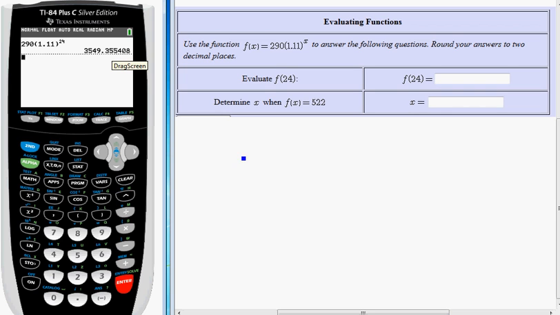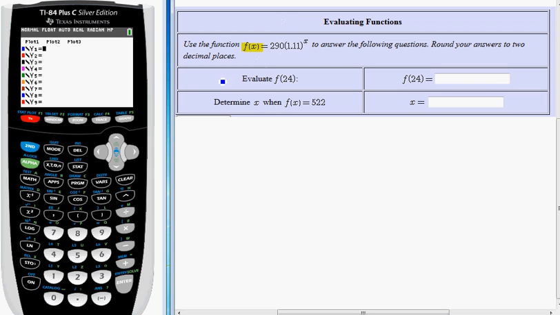The second part of the problem, you're going to want to hit y equals because we're going to use the graphing calculator and its intersect feature to find out where the output is 522. So right here where it says f of x equals 290 times 1.11 to the x, we know the output this time, f of x, is 522. So where you see the f of x right here, you'd actually replace it with 522 and you have yourself an equation. So we're solving 522 equals this stuff.